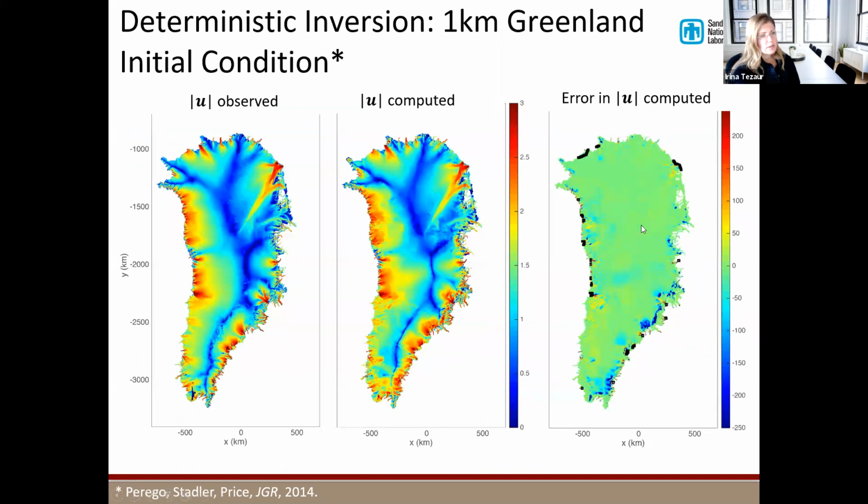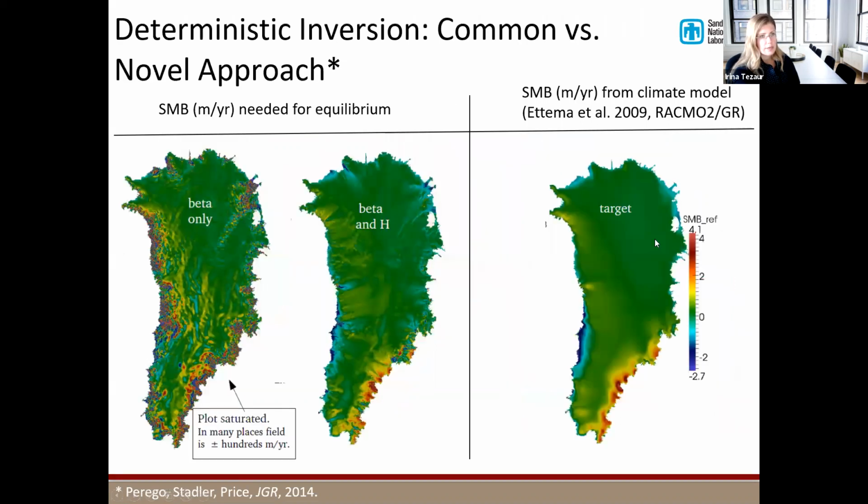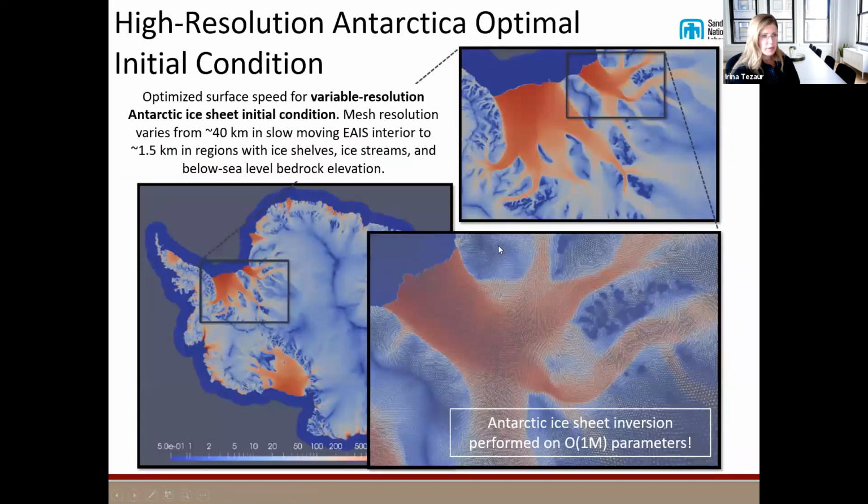Just a few results to give you a sense of what this gives us. What we did is we inverted for an initial condition. This is for a fine resolution 1 kilometer Greenland problem. We did a forward solve using that initial condition and compared to observations. These are the observed and computed solutions. They look virtually the same, and the error is quite small as well. If we add these extra terms with the surface mass balance, we're able to match that field better relative to observation. So that's what you would expect.